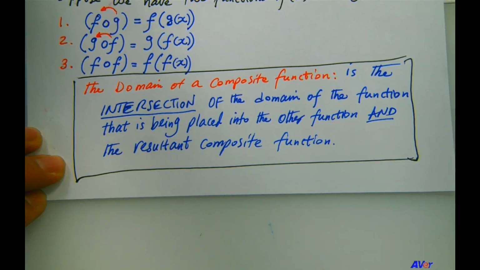In other words, you take the intersection of the domain of the function that is being placed in the other function and the final composite function. So you just can't write down the domain of the final composite function. That's not the case. You need to take the intersection of the final composite function and the domain of the function that was placed inside another function to create the composite function.